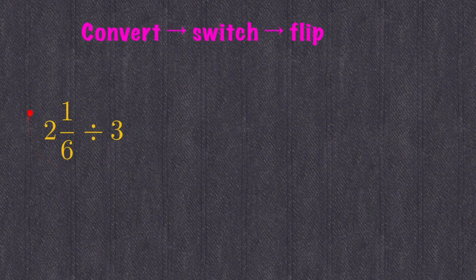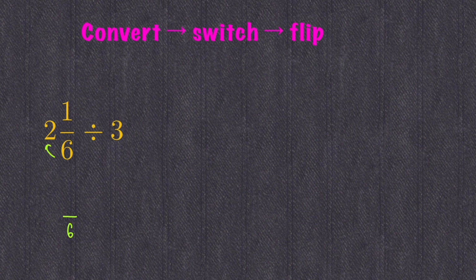Here we have 2 and 1/6 divided by 3. The steps are, we're going to first convert the mixed number into an improper fraction. Then we will switch the division sign into a times sign. Then we will get the reciprocal of the whole number by flipping. Let's get started with converting. Here we have the mixed number, and how we can convert this is we keep the bottom denominator as it is. So the 6 stays as a 6.